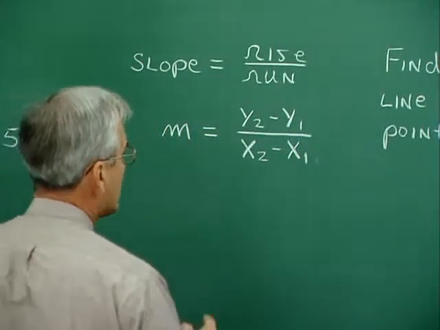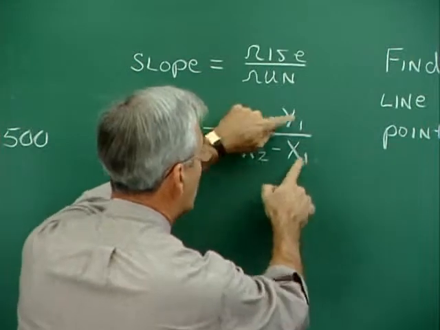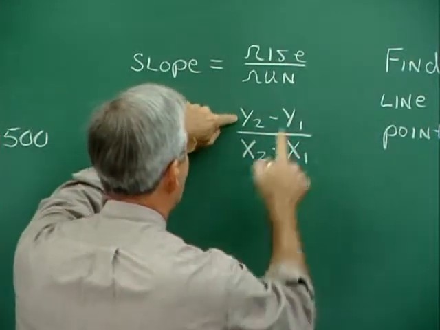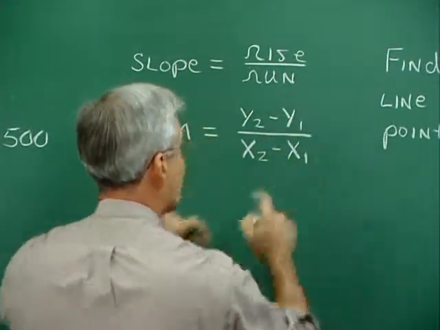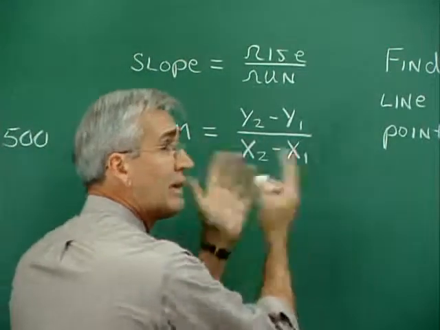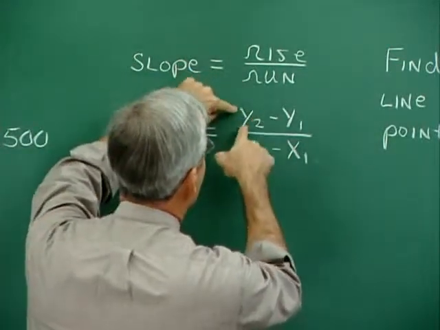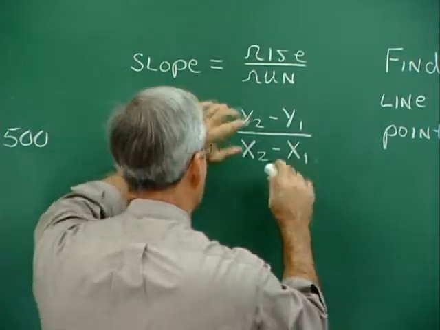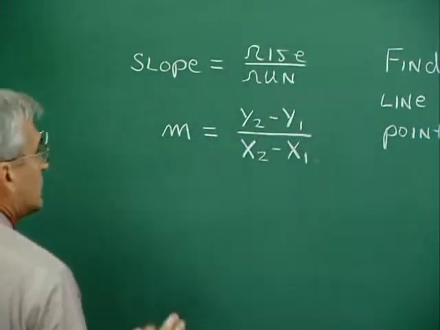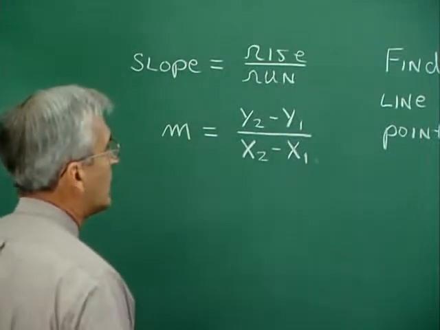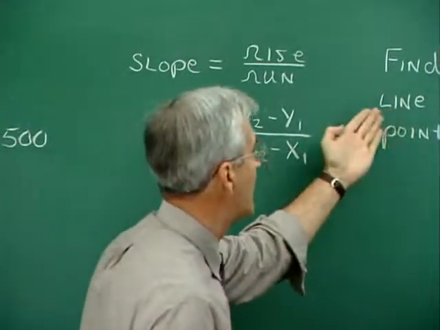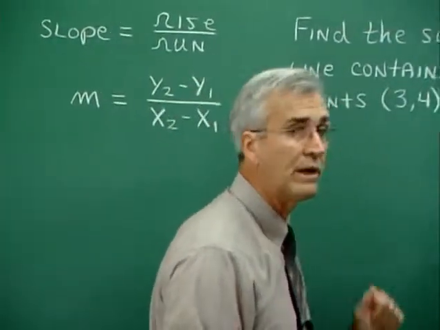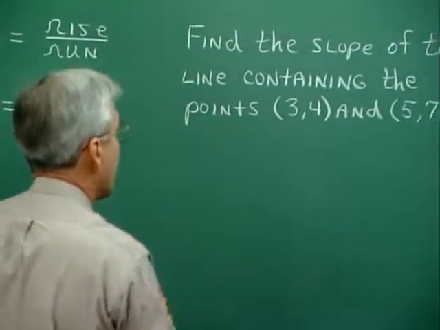And there's nothing magical about the 2 appearing first and the 1 second. We could have y1 minus y2, x1 minus x2. What you don't want to do is jumble these up. If the 2 is here, then the 2 has to be here. 1 here, 1 here. Okay, that's the idea. Now, to use this slope formula, suppose we want to find the slope of the line containing these 2 points. Well, let's just pop the information in.